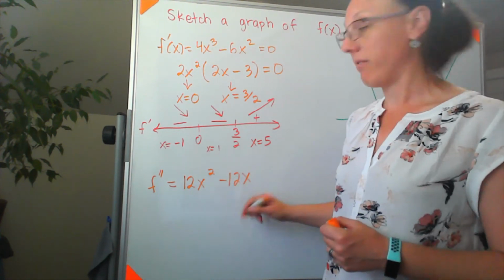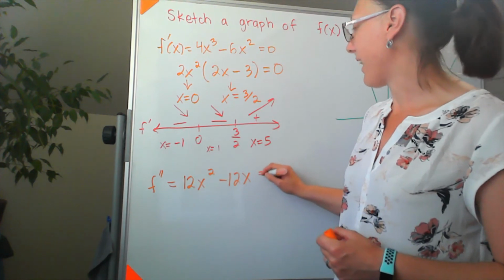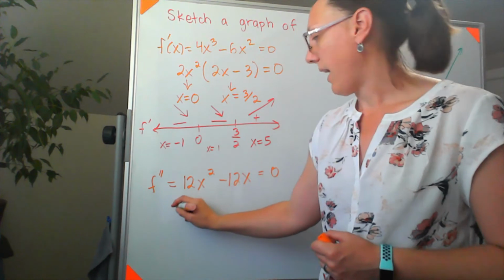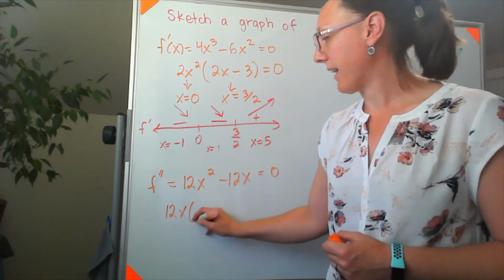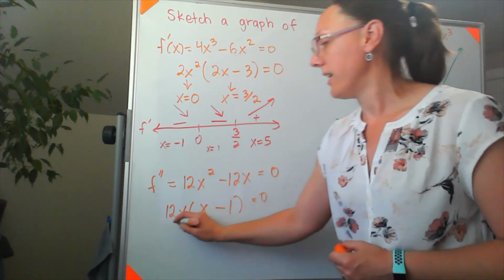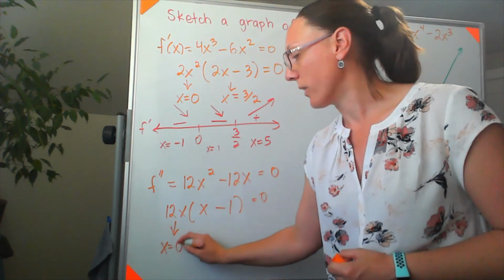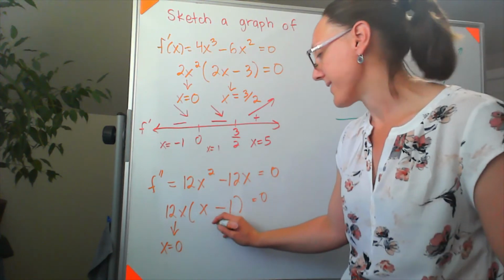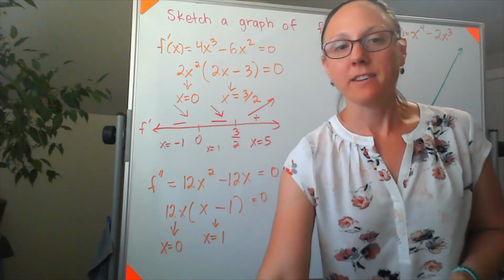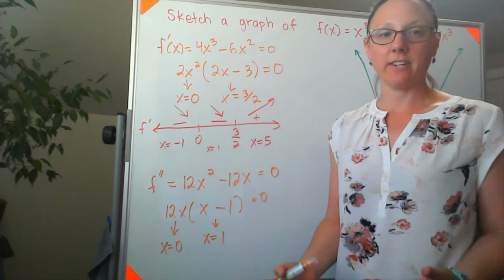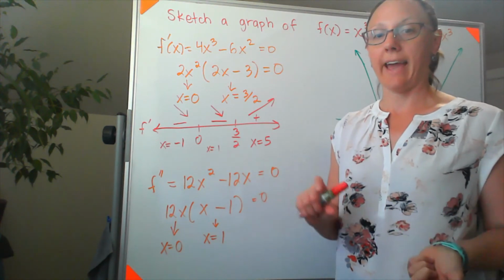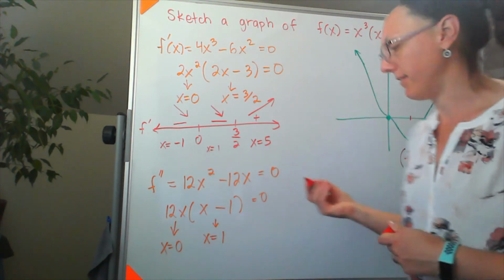So that second derivative, if I set that equal to 0, looks like I can factor out a 12x, and then I'd be left with x minus 1. So it looks like I should have 2 inflection points, potentially, one at 0 and one at x equals 1. Just because my second derivative is 0 doesn't guarantee that it's an inflection point. We actually need to check whether we change concavity on either side of those values.